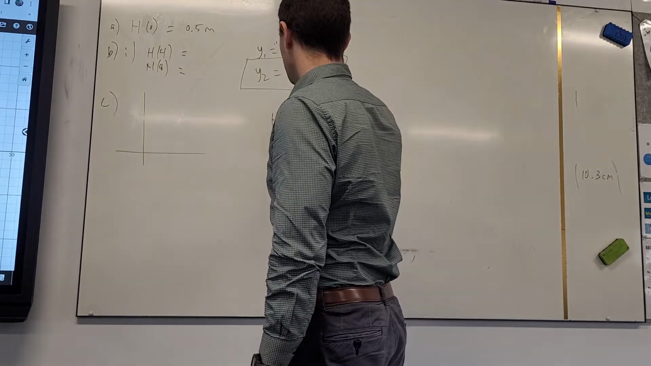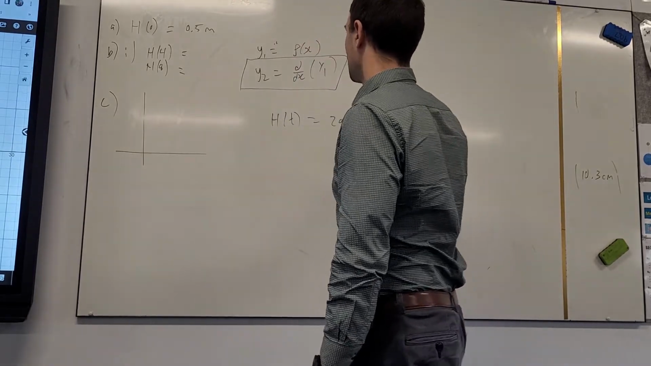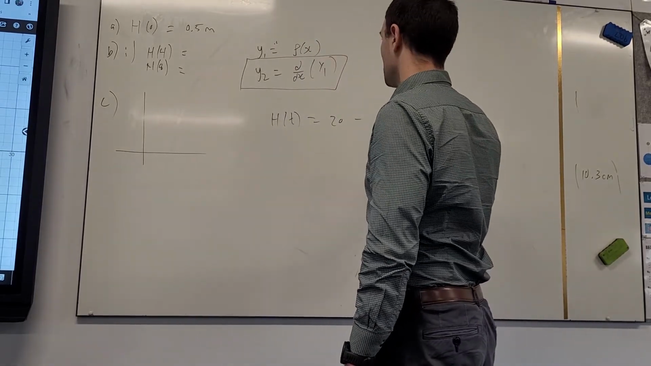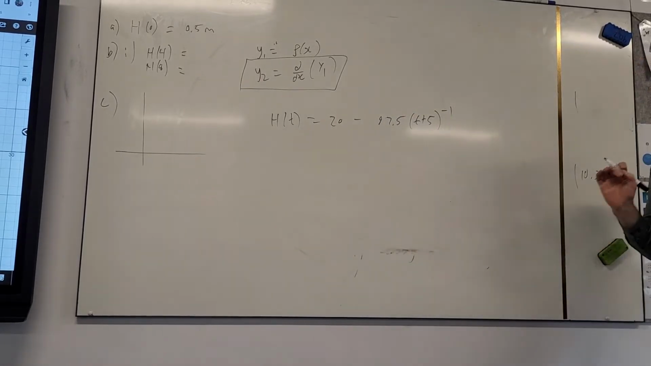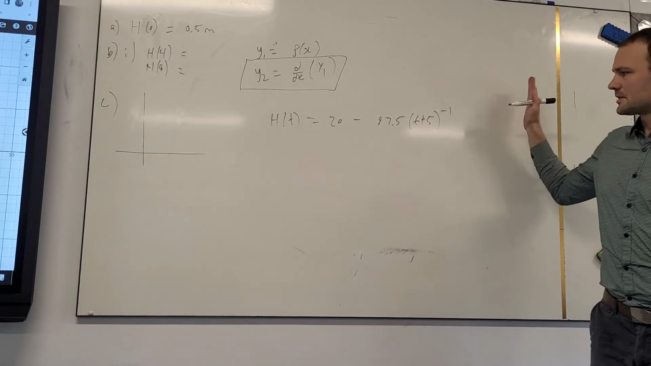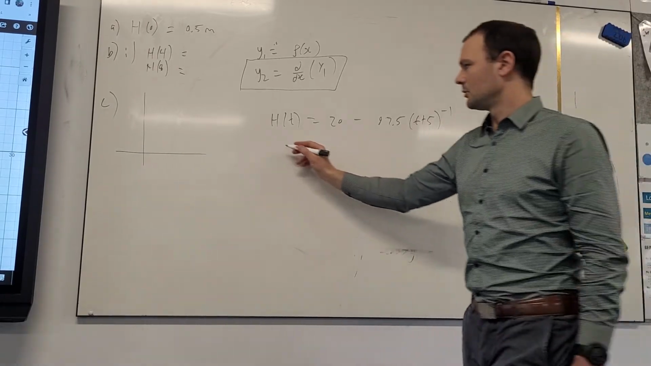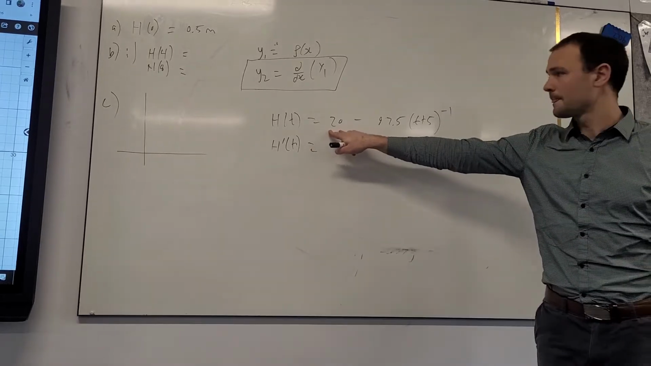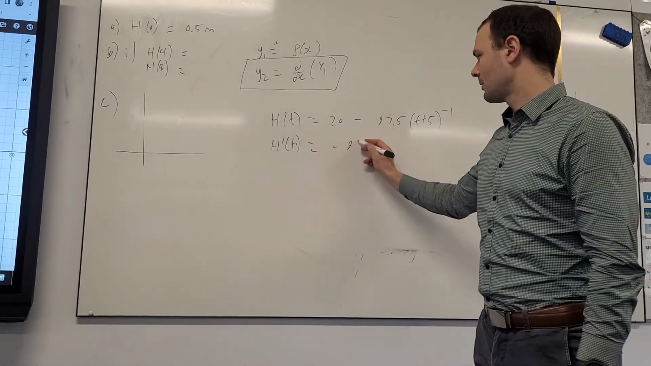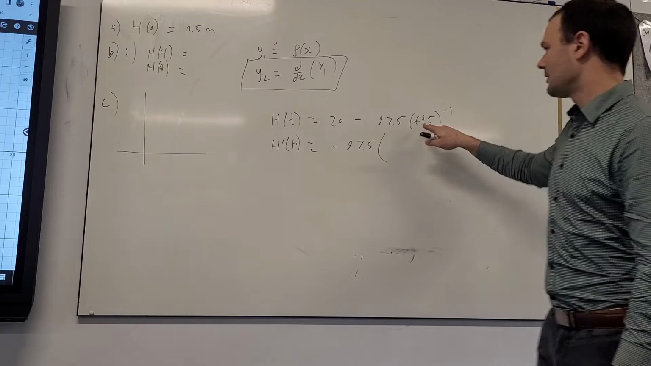Here's our height function. It's 20, I'm going to bring it to the top so I can differentiate. t plus 5 to the power of minus 1. For us to differentiate it, it's all expressed at the top, all to the power of minus 1. Let's do it. h dash of t. That goes to 0. We're left with this negative 97.5. That's going to hang out the front. And this is chain rule.